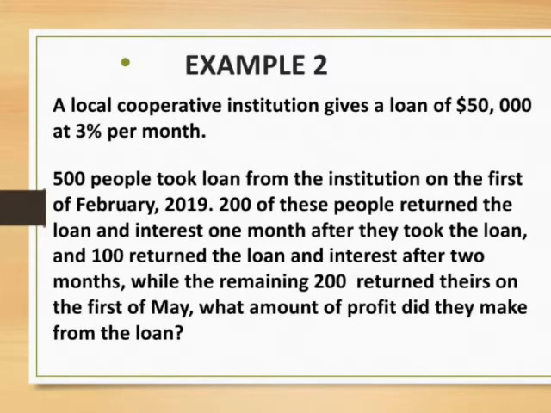A local cooperative institution gives a loan of $50,000 at 3% per month. 500 people took loan from the institution on the 1st of February 2019. 200 of these people returned the loan and interest 1 month after they took the loan, and 100 of these people returned the loan and interest after 2 months, while the remaining 200 returned theirs on the 1st of May 2019. What amount of profit did they make from the loan?